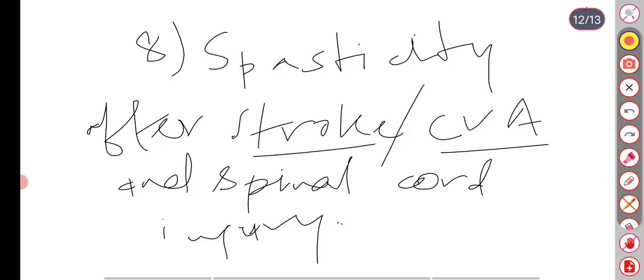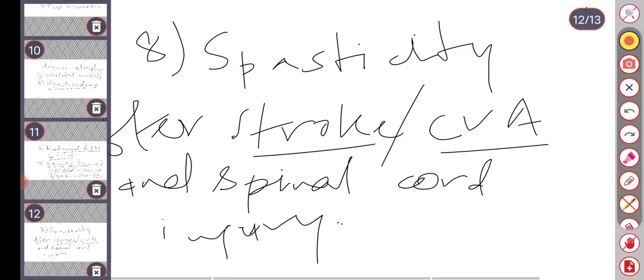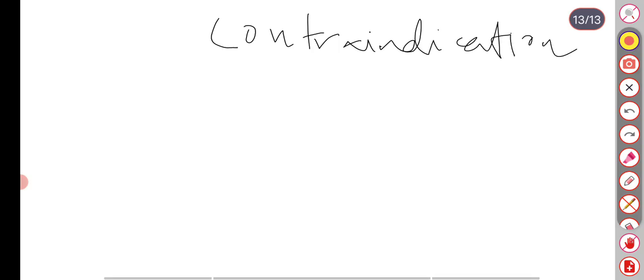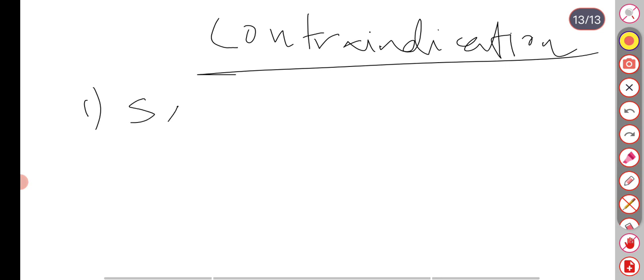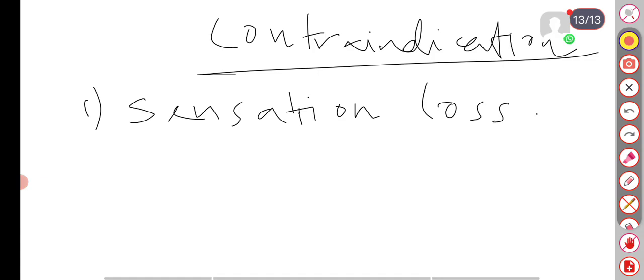Okay. Now these are the indications, where we use the FARADIC type of current, and where we cannot use it, that is known as the contraindication. Why we use it is the indication. Why you can't use this is the contraindication. These are also important. Contraindication number 1: where there is any sensation loss, you cannot use FARADIC type of current.